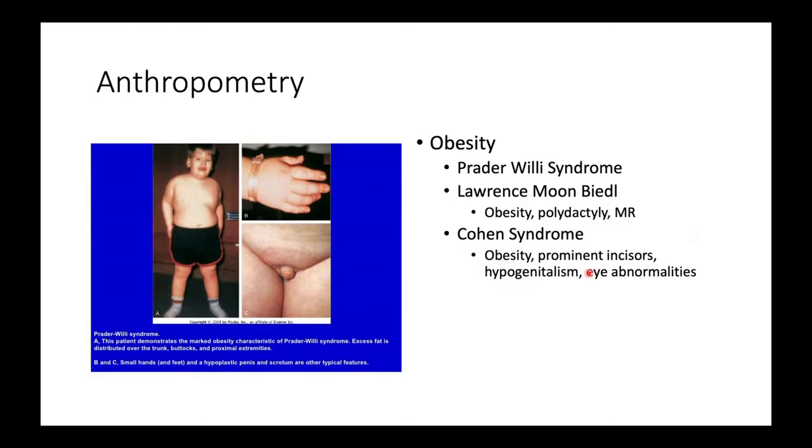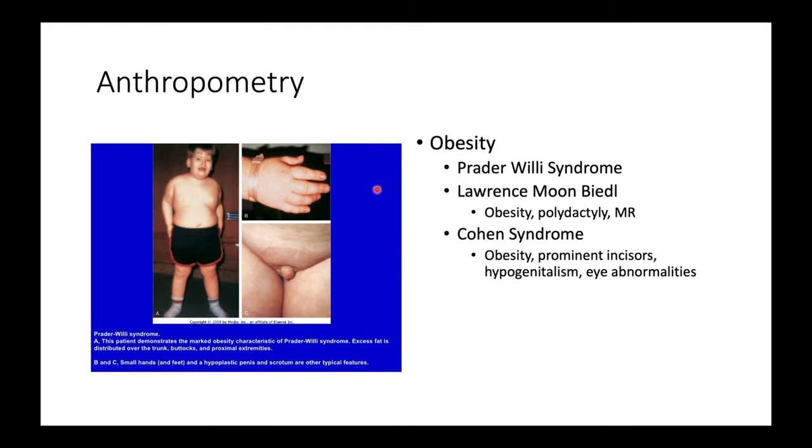In terms of weight, we know that we have obesity syndromes, and these include Prader-Willi syndrome, a syndrome called Laurence-Moon-Biedl syndrome, in which there is obesity, polydactyly, and mental retardation, and Cohen syndrome, which is associated with obesity, prominent incisors, hypogenitalism, and eye abnormalities. Prader-Willi syndrome is probably the more common obesity syndrome we will see.